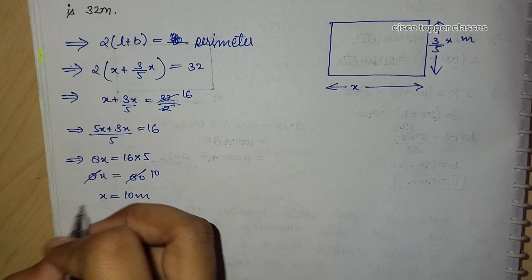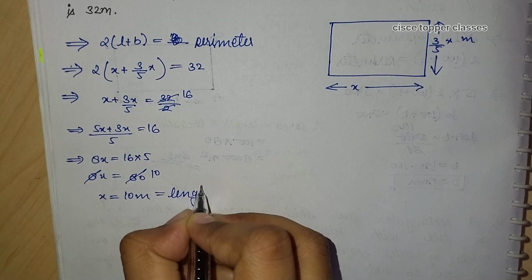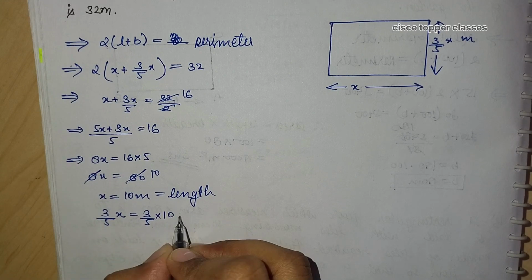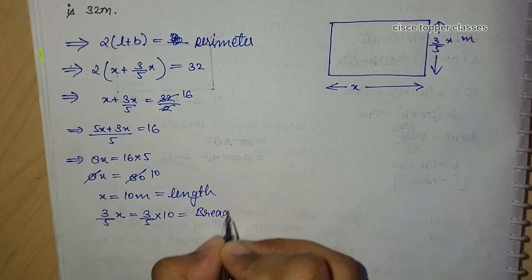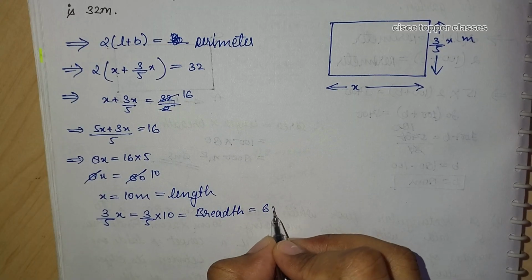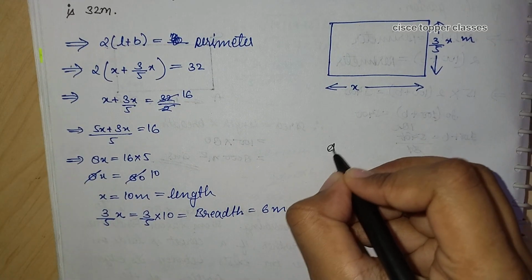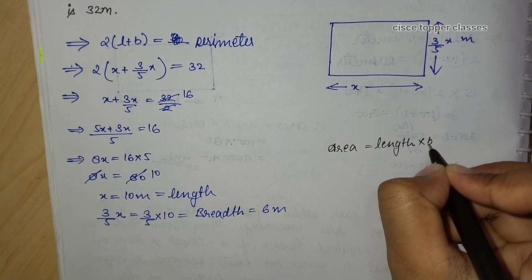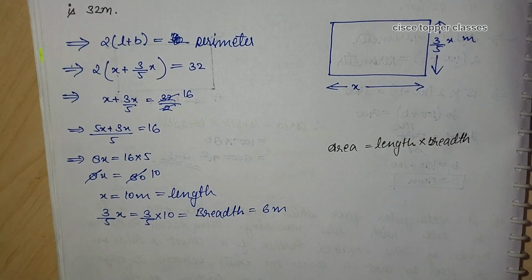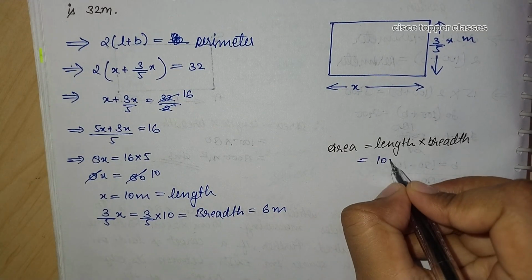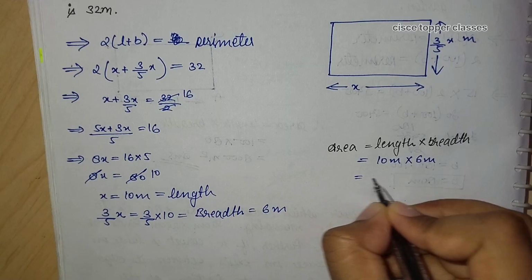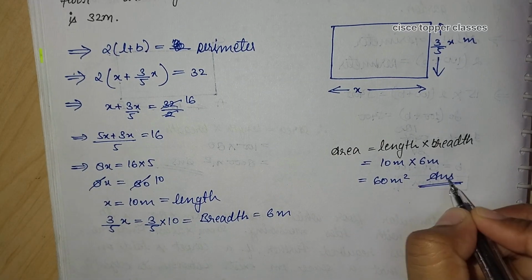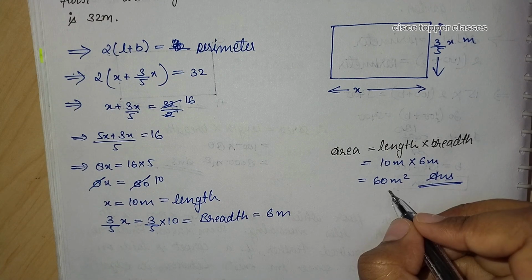From that we can find the value of breadth. This is the length here. Breadth is 3 by 5 of x, meaning 3 by 5 of 10 equal to breadth, so it will be equal to 6 meters. And now we have to find the area in this question, and the formula for area is length into breadth. We'll put the value of length and breadth here. Length is 10 meters and breadth is 6 meters, meaning 60 meter square is the final answer here. So the area in this question is 60 meters square.